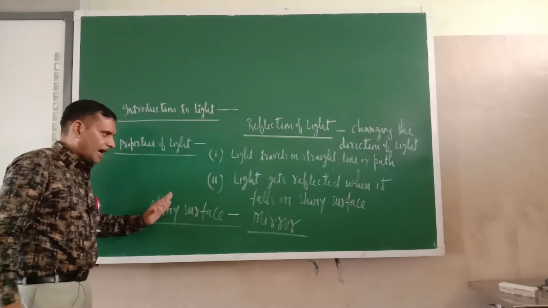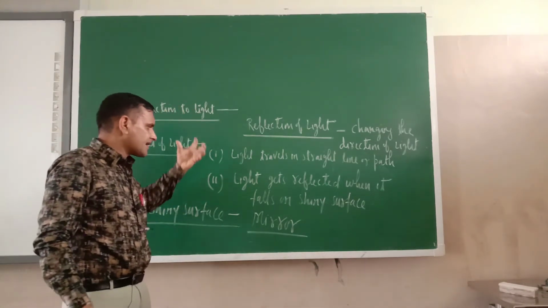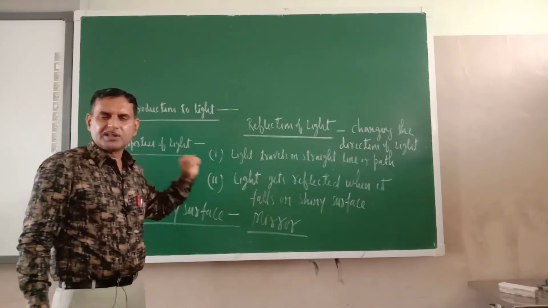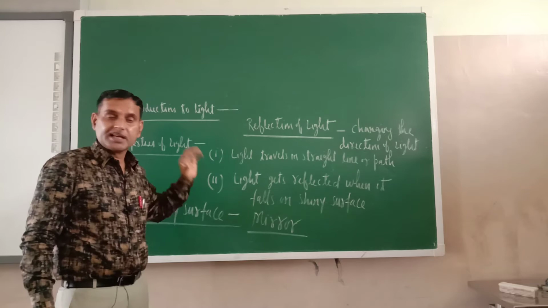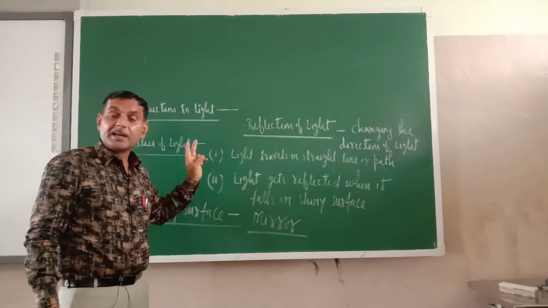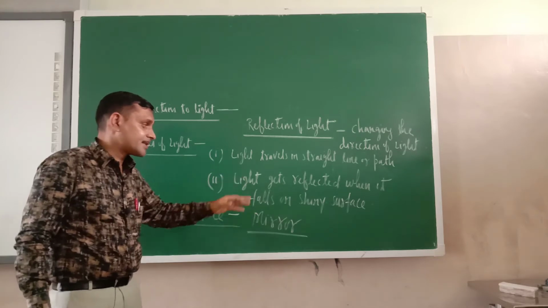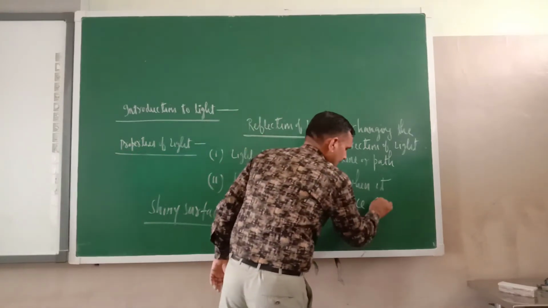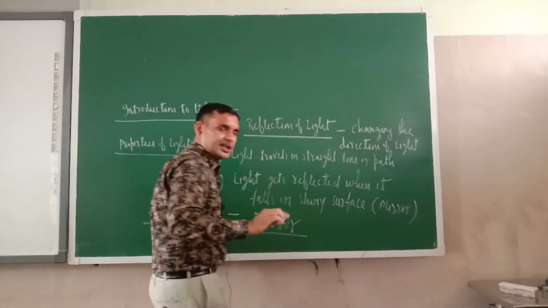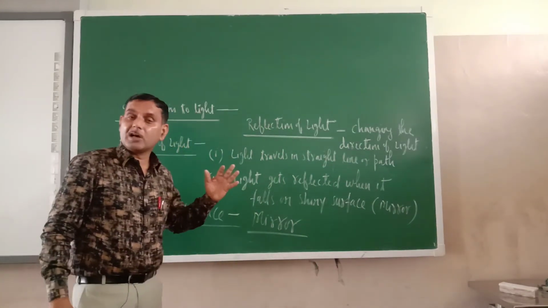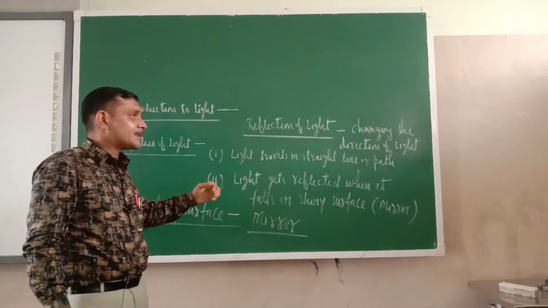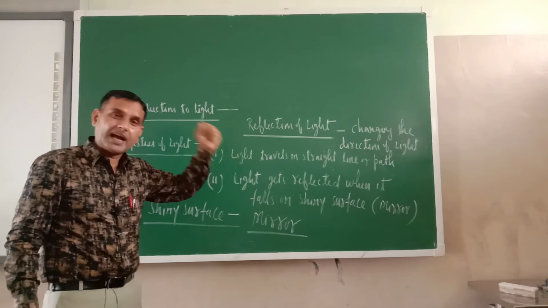Okay, so try to understand. If we sum up these 2 points, we have got 2 important things. Number 1 thing is light travels in a straight line. Second thing is light gets reflected when it falls on a shiny surface. Shiny surface means mirror. Light can change its path when it falls on a shiny surface or mirror. So the reflection of light means changing the direction of light.